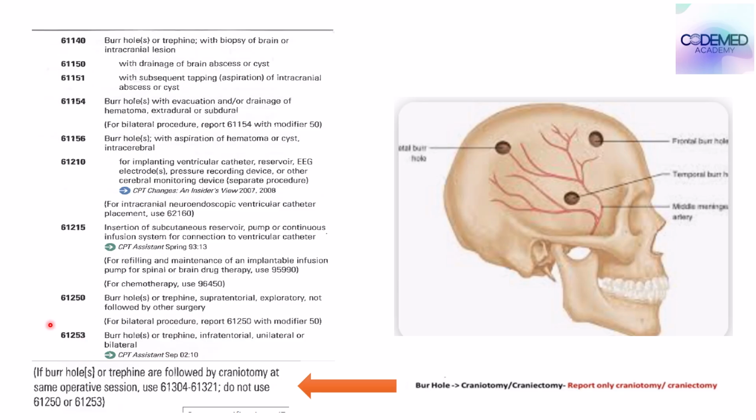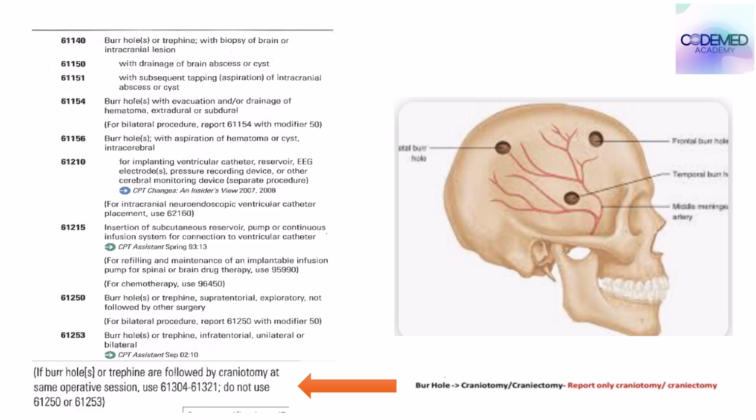Now for this particular code, there is no need to write the modifier 50 because the language of the code includes unilateral or bilateral. There is one very important guideline: if the burr hole or trephine is followed by the craniotomy and operative session, then we will code only the craniotomy or craniectomy. That means the burr hole or the trephine is included in that. We will not code them separately.